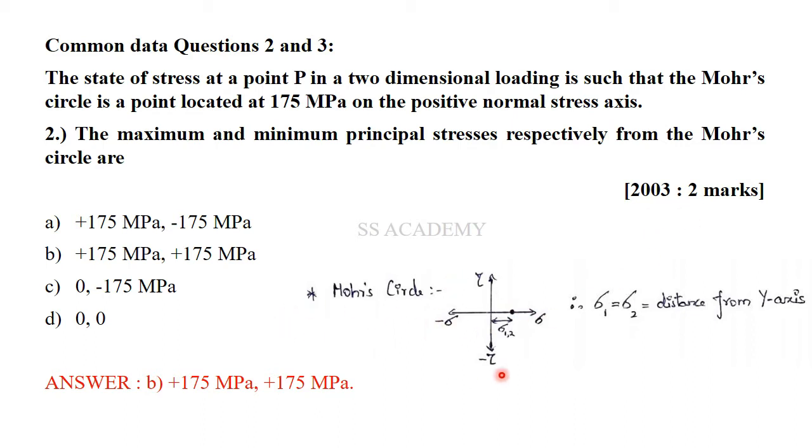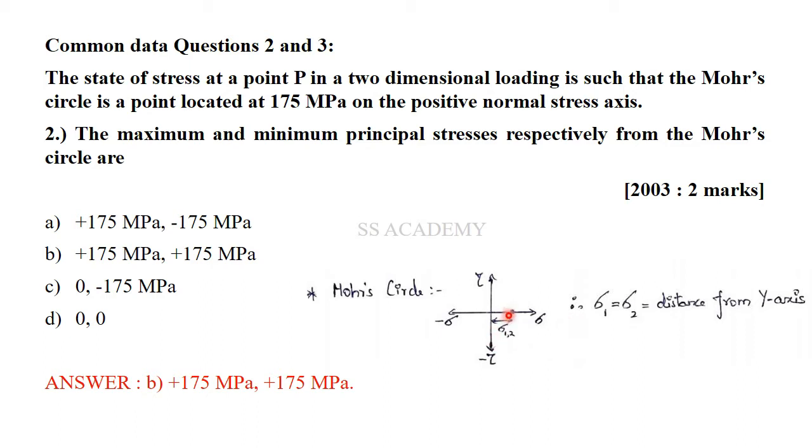Okay, here is the Mohr circle. Always in case of a Mohr circle, the principal stresses are calculated as the distance from the y-axis along the x-axis. That is, along the x-axis from the y-axis, what is the magnitude? That magnitude represents the principal stresses.